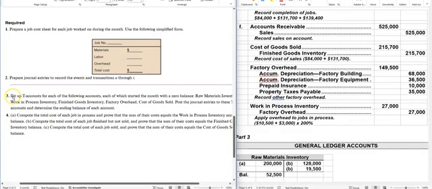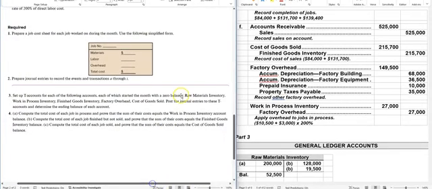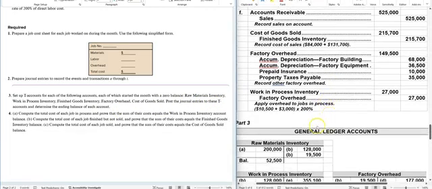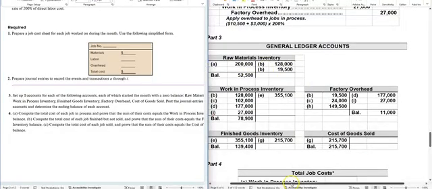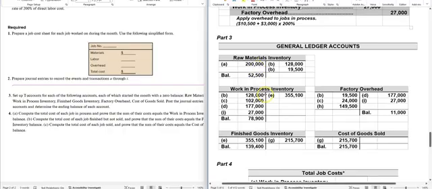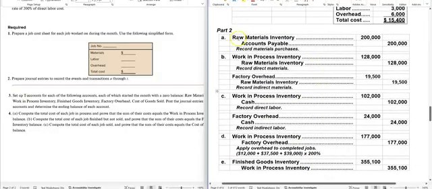What they're asking us to do is set up T accounts for just some of the accounts, not everything that we were recording things into, just the raw materials, work in process, and finished goods inventory, the factory overhead, and the cost of goods sold accounts, and then post those entries into the T accounts. So down here I can see my general ledger T accounts: raw materials, work in process, finished goods, factory overhead, cost of goods sold. And then I'm just going to go back one by one and post these in.